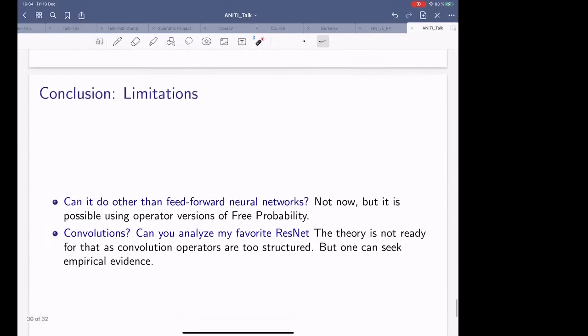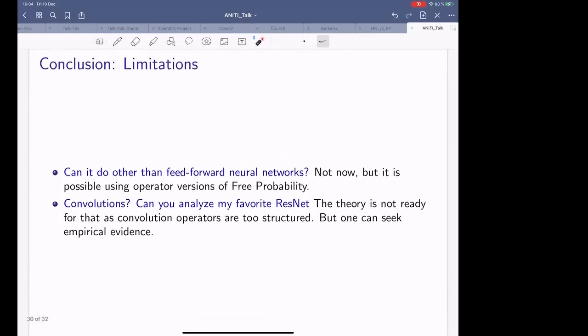So here, I'm told it's better to criticize the work on my own. So first, there are limitations, of course. And some questions could be, can I do other than feed forward neural networks? Theoretically, yes, but not now. It is possible, but using even more complicated versions of free probability. If you want to add skip connections, or stray away from feed forward architectures, the answer is possible, but you won't like the answer.